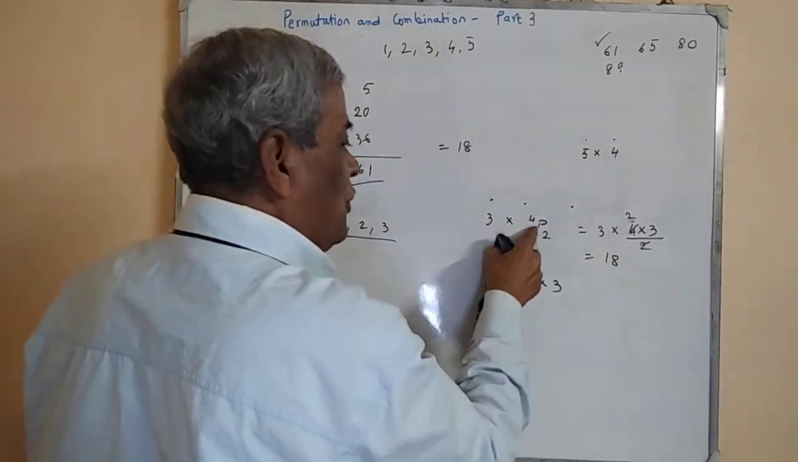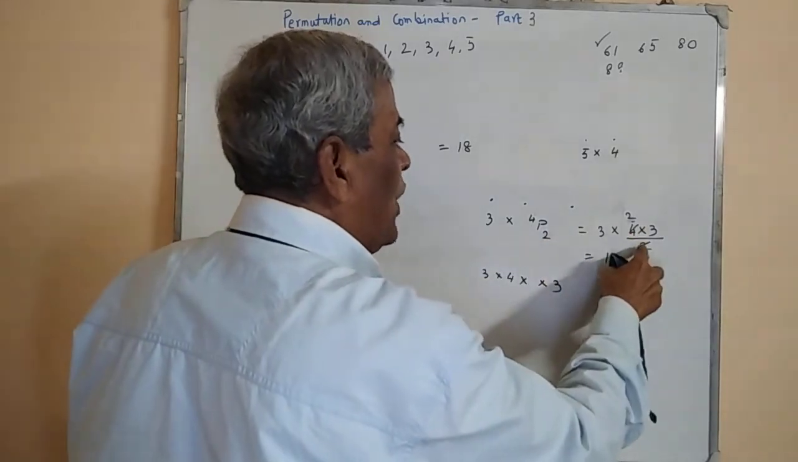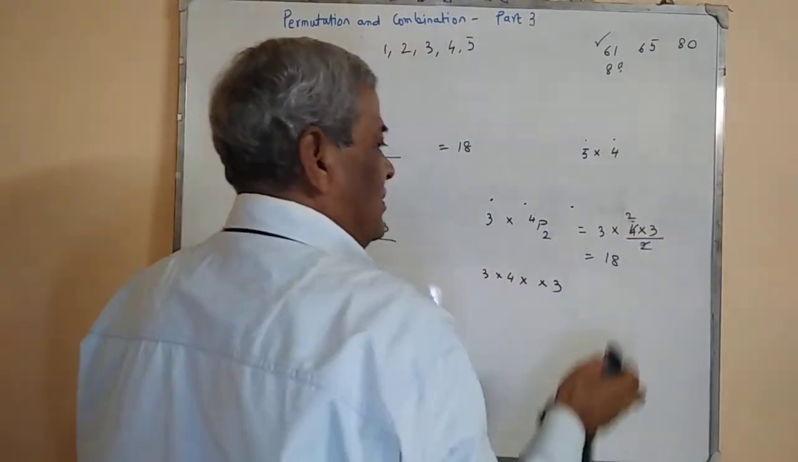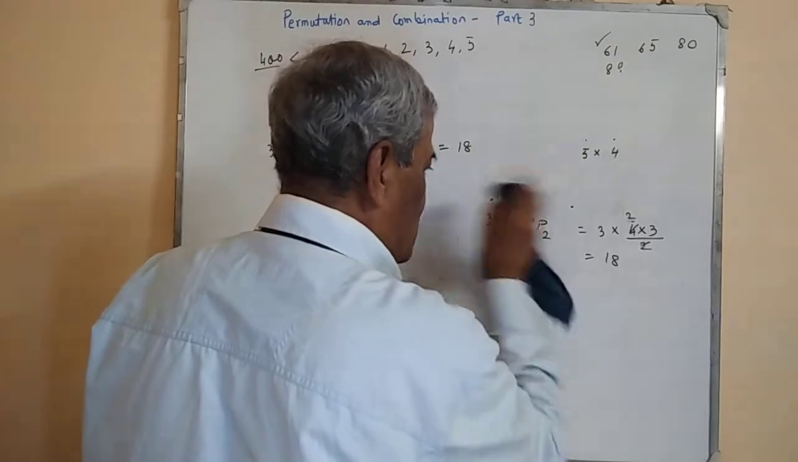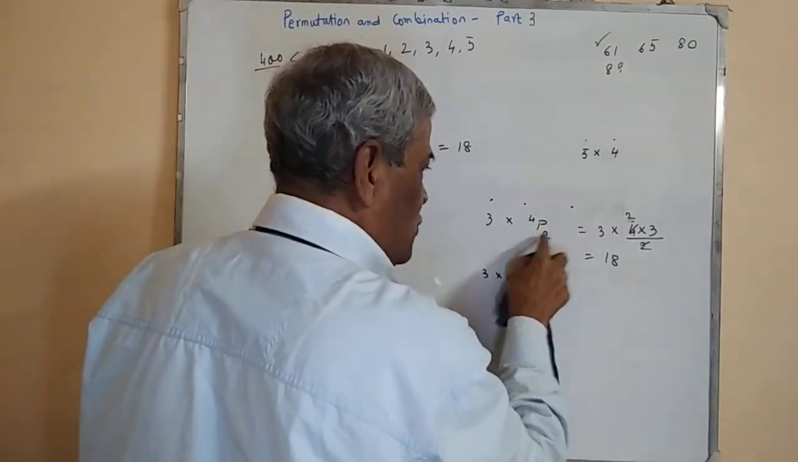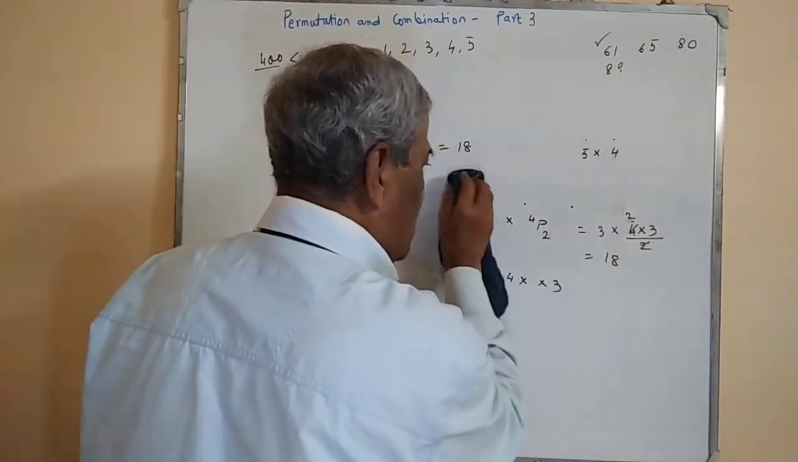I had used 4P2 here, but used the formula of combination. That's why the problem arose. It is 4P2, a permutation, and the formula I used was for combination.